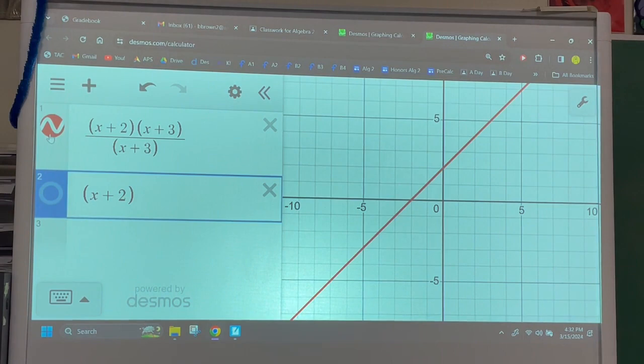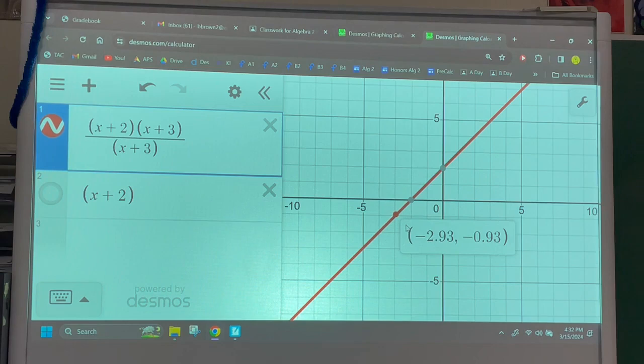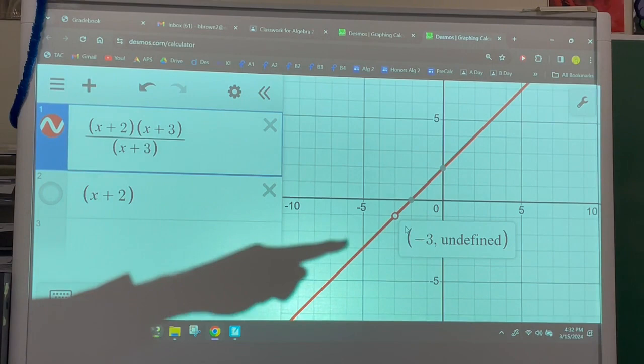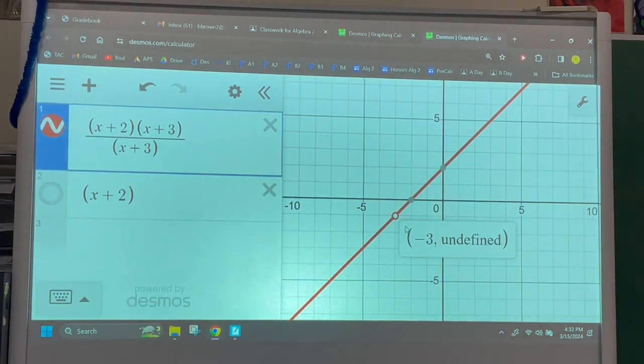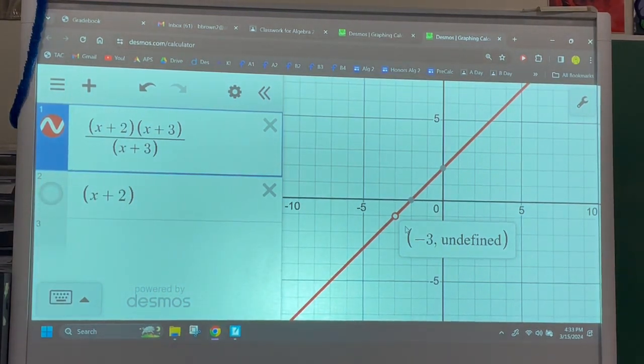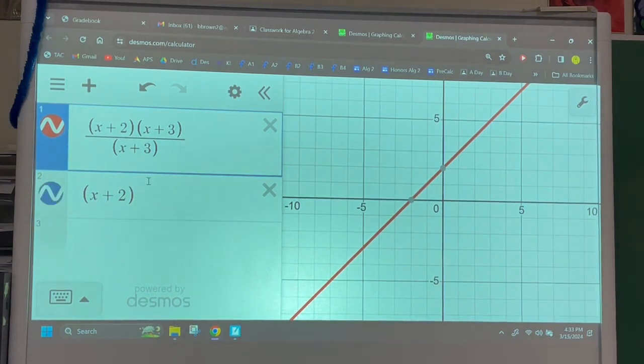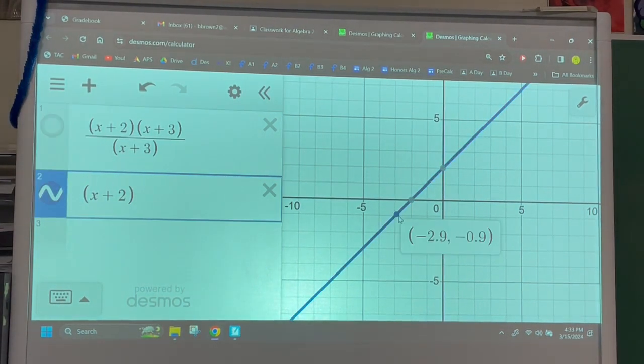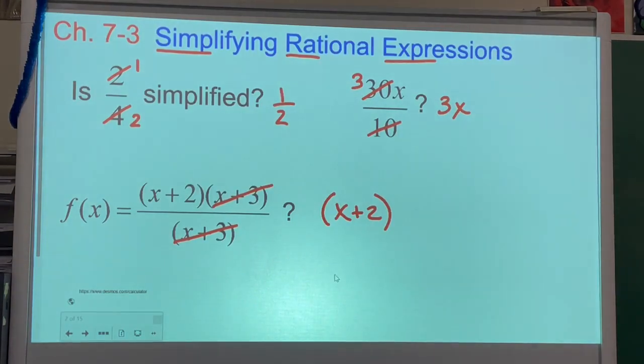My original function, though, it looks the same until I get to that -3. Then it tells me it's undefined, and it's showing an open circle. It's showing a hole in the graph. And we'll be learning how to find those holes, how to graph them. But what it comes down to is, I have this factor here that I canceled out. When I canceled it, it made a hole in my graph. It doesn't show up on my new function because Desmos doesn't know that there used to be a hole here. We canceled out the hole.